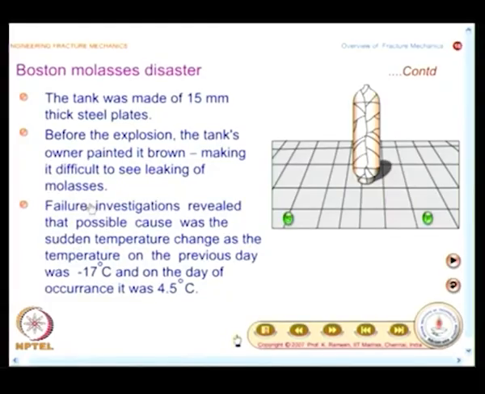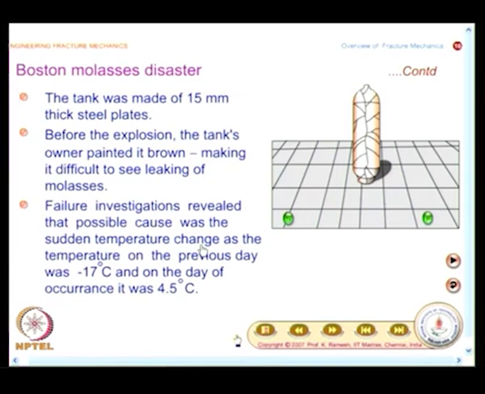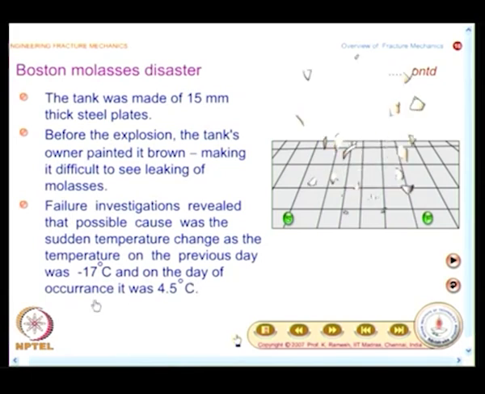And what happened? The failure investigators found out that the possible cause was a sudden temperature change, as the temperature on the previous day was -17 degrees centigrade, and on the day of occurrence it was 4.5 degrees centigrade. So, there is a thermal shock. So, thermal shock precipitated, and what they concluded, see, in conventional design, whatever they do not understand, they put it as a factor of safety.